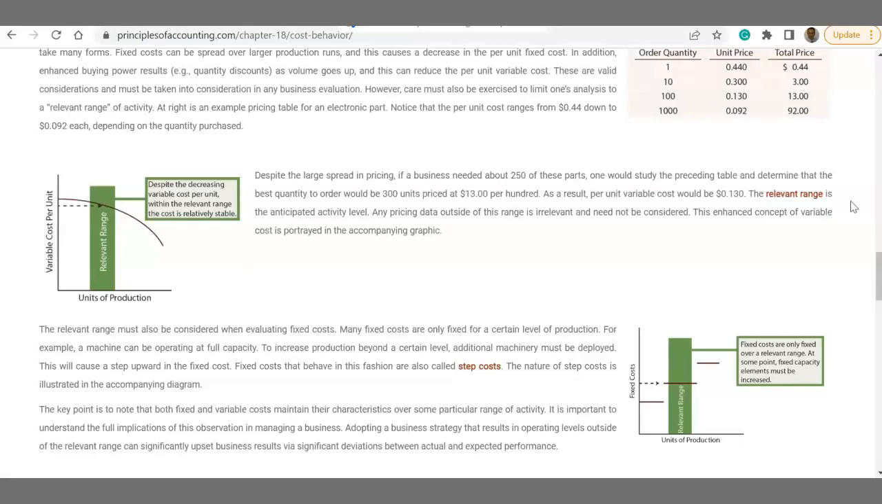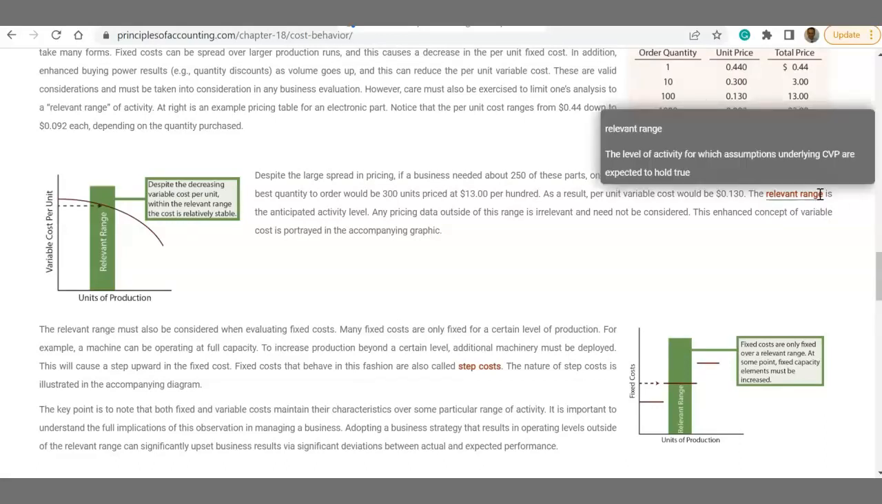Relevant range is an important concept that we constantly refer to. It's the level of activity for which assumptions underlying cost volume profit analysis are expected to hold true. Relevant range means a range of production that you can easily move in, produce a little bit less or produce a little bit more, without having a need to rent a new place, a need to buy more equipment. That's your relevant range.